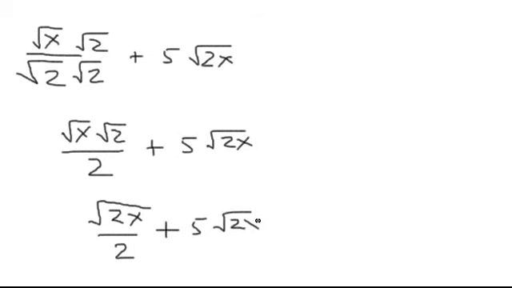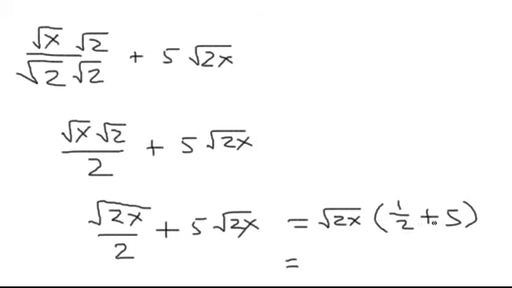Now we have two terms that are like, and so we could look at it like this, where I just factored out a square root of 2, and so now we're left with what's a half plus 5. Well, that's going to be 11 square roots of 2x over 2.